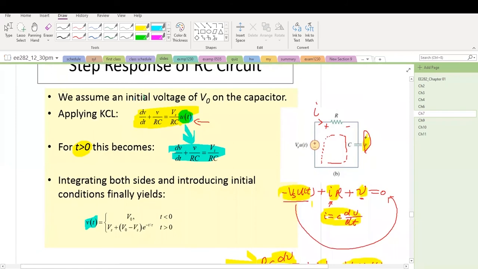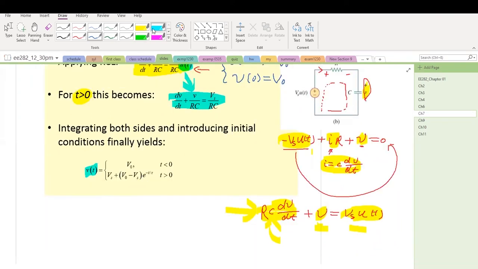Assume that at t equals 0, there's an initial voltage on the capacitor, v0. So v of t equals 0 is equal to v0. These are the same notation. This is the complete picture of v of t here. At t less than 0, that's v0, the initial voltage on the capacitor.